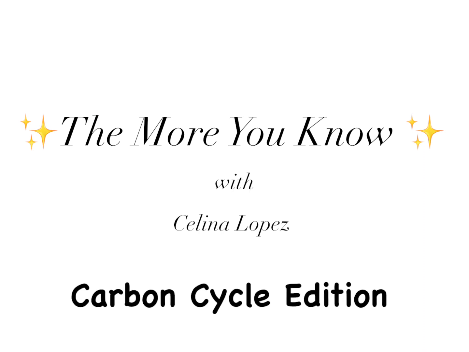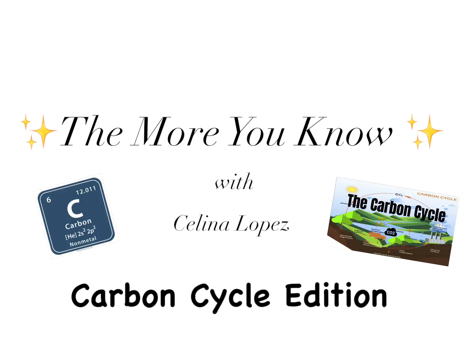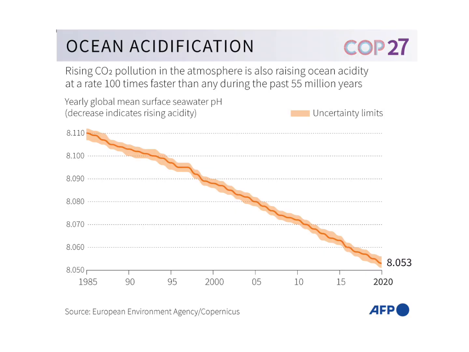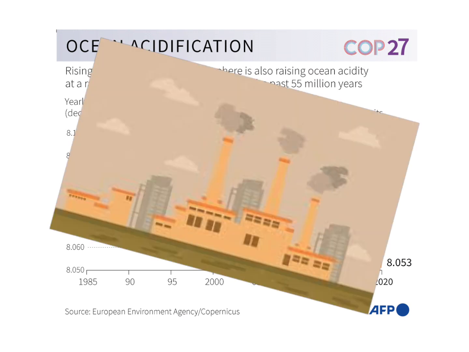Hi everyone! Today we're going to go around and ask people about the carbon cycle. What pH do you think the ocean is? I'm gonna say like 8. That's right. However, the ocean is getting more acidic, which is detrimental to the lives of crustacean species. What do you think is causing the ocean to become more acidic?